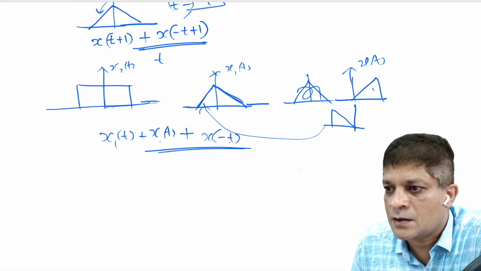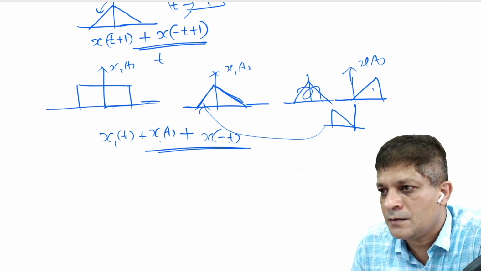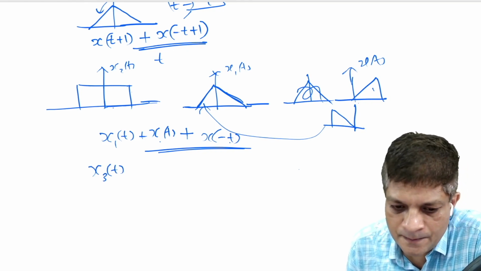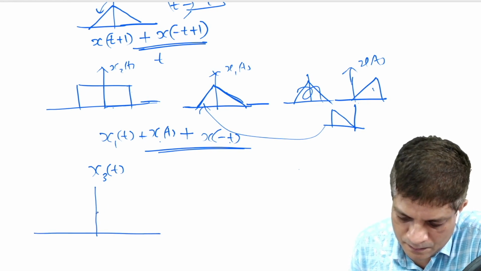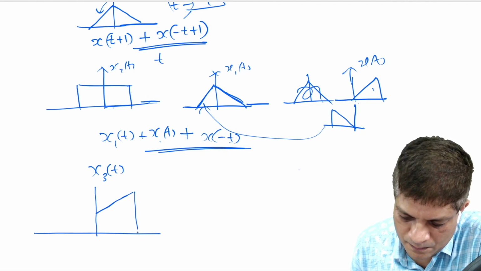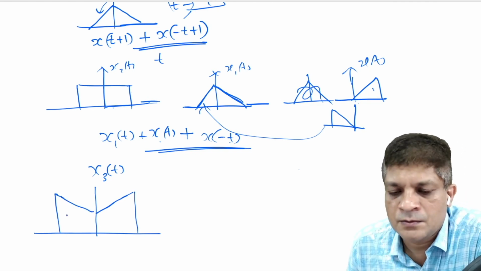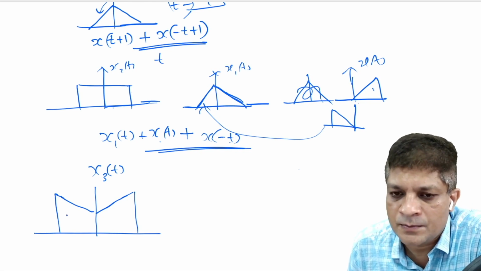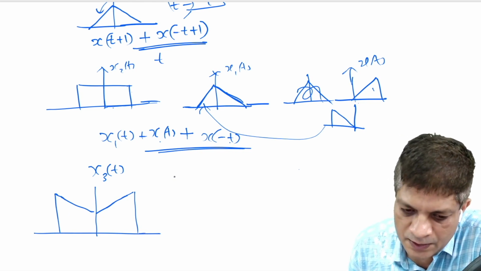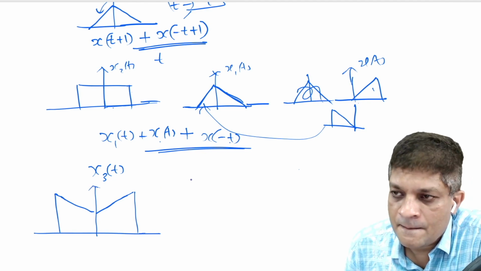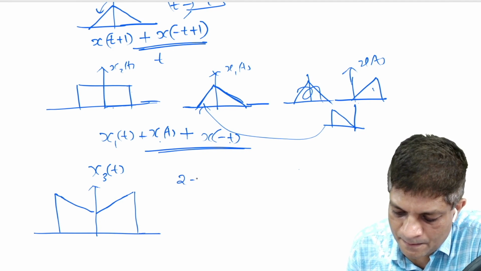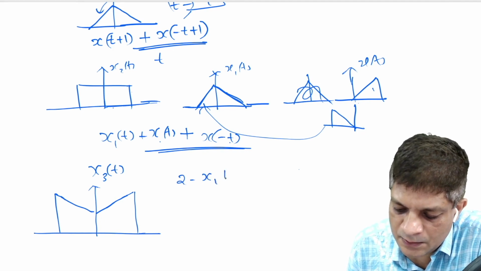Now you can try the other parts: x3(t), x4(t), and x5(t). Please try that. Now, what is x3(t)? So (2 - x1(t))/2. Another thing is that these are not unique answers; you can have many different combinations. So you are saying x3 is (2 - x1(t))/2.